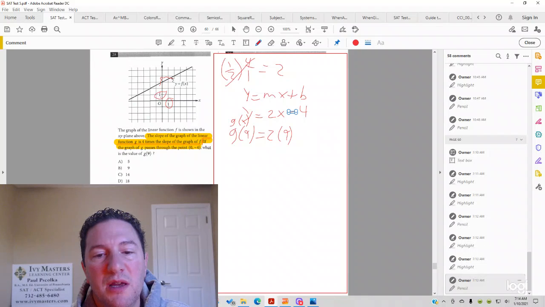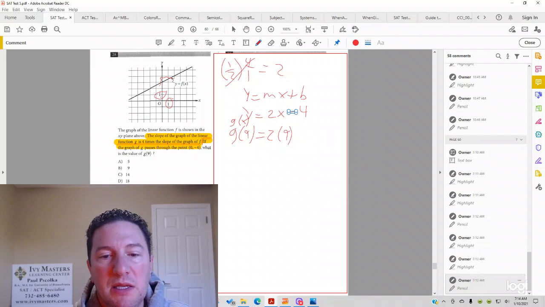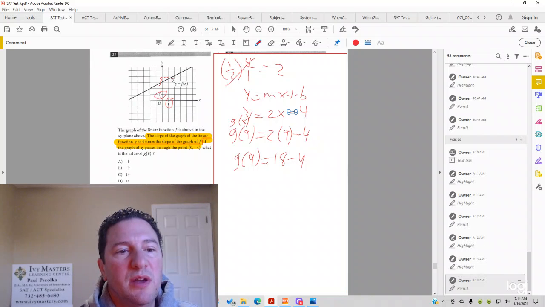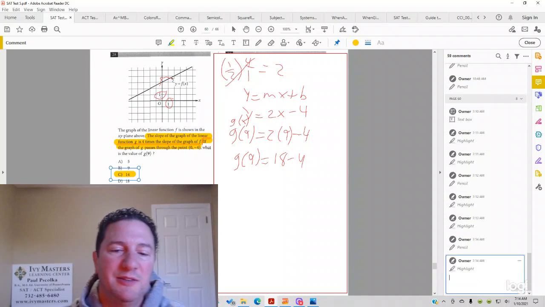So it becomes 2 times 9 minus 4. So g of 9 equals 18 minus 4. And you can see that g of 9 equals 14.